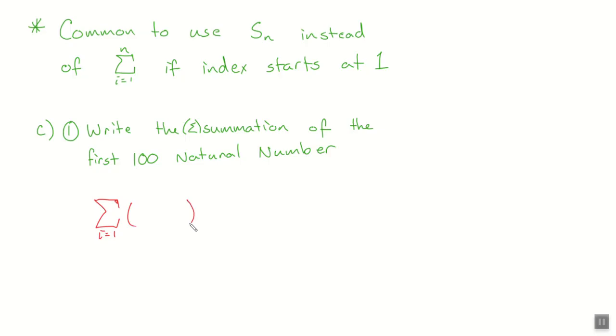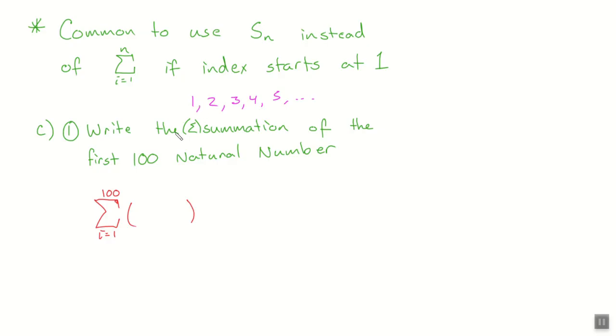I start at 1, and I want to add all the way up to what number? So where should I put my 100? To the top. Here it is. Now, this one can be hard to see. Do you agree that this is an arithmetic sequence? Dot, dot, dot, all the way to 100, yeah?